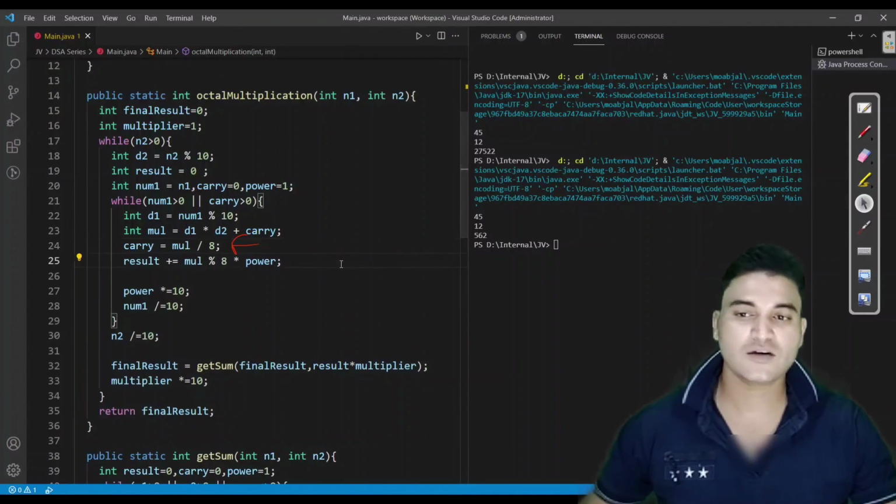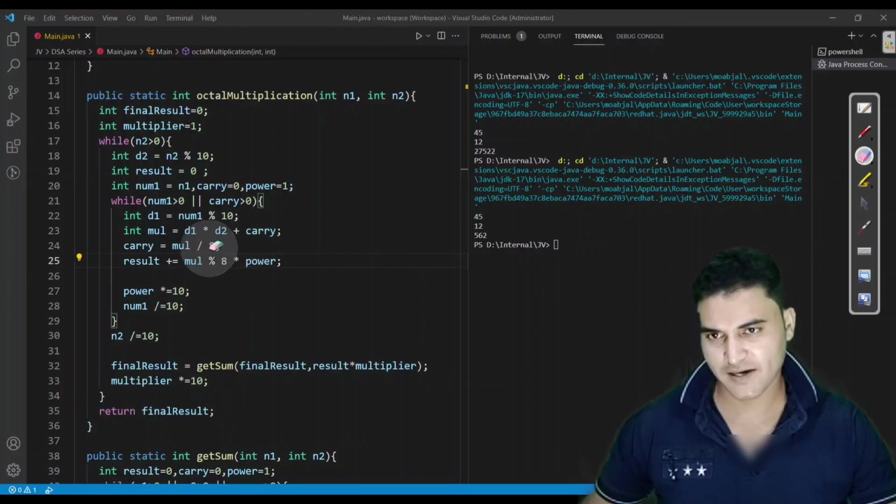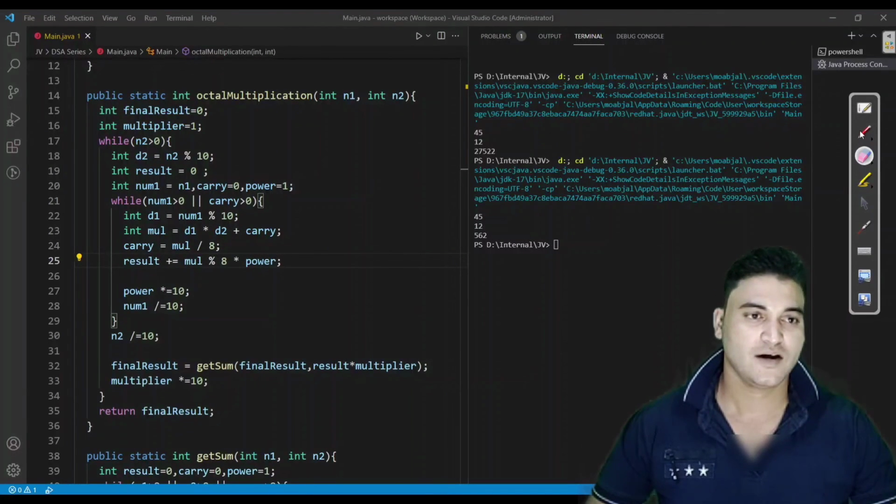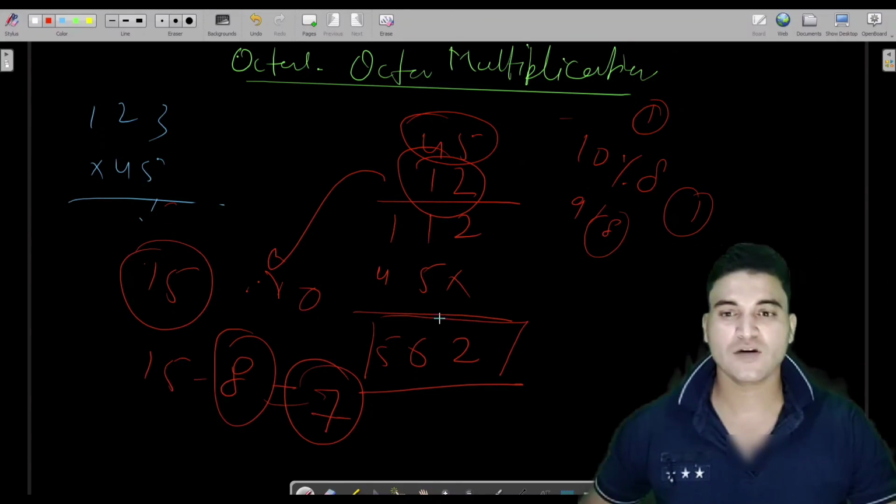So I hope you got the logic for multiplying two octal numbers, and if you still have any question then you should comment down below. I would reply there.